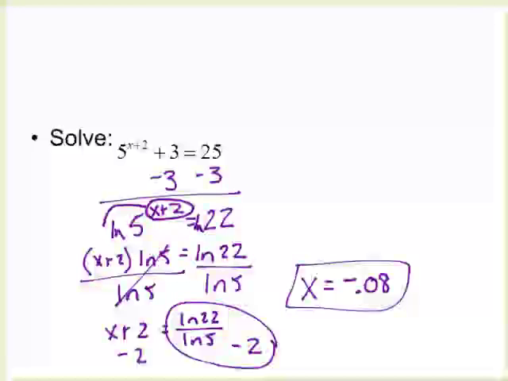What about negative 0.1? Yeah, if you rounded to negative 0.1, that's fine. I'm not going to be picky on the rounding.